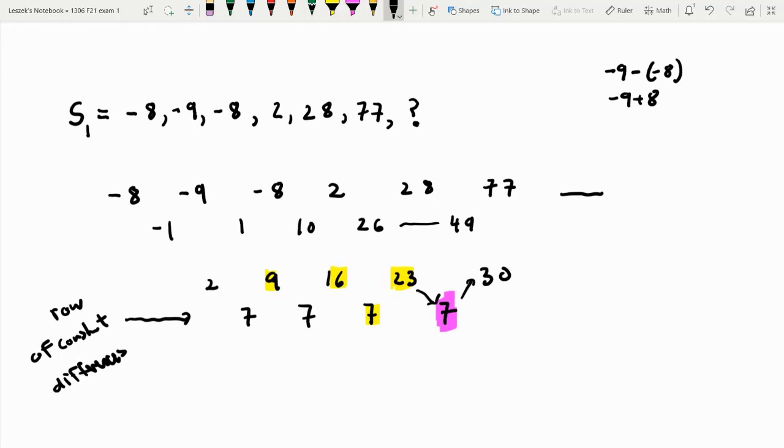And likewise, 49 minus 26 was equal to 23. So if that pattern continues, then we expect 49 plus 30 to give us the next term in the sequence. So that's 79. And finally, this must be 77 plus 79 is 140 plus 16, 156. And so that's what we're after.